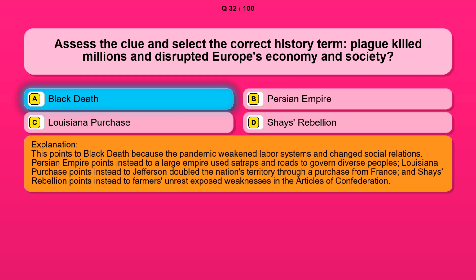This points to Black Death because the pandemic weakened labor systems and changed social relations. Persian Empire points instead to a large empire that used satraps and roads to govern diverse peoples. Louisiana Purchase points instead to Jefferson doubling the nation's territory through a purchase from France, and Shays Rebellion points instead to farmers' unrest exposing weaknesses in the Articles of Confederation.